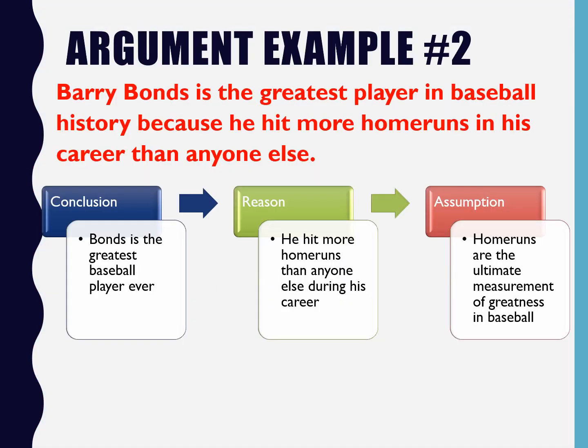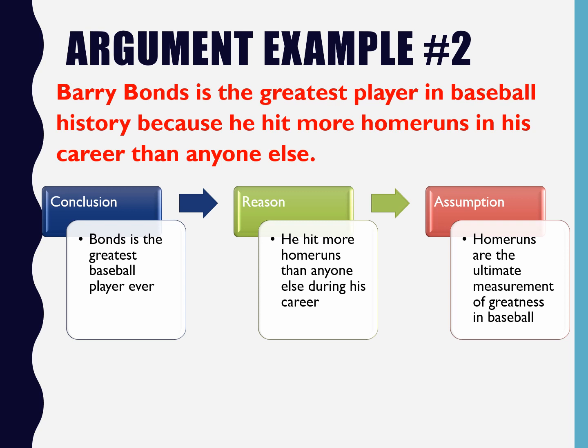Let's look at a second example. Barry Bonds is the greatest player in baseball history because he hit more home runs in his career than anyone else. Our claim is that he is the greatest baseball player ever. Why? Because he hit more home runs than anyone else. The assumption here is that home runs are the measurement of greatness in baseball. Is that true? Again, no, because there's so much more to playing baseball.